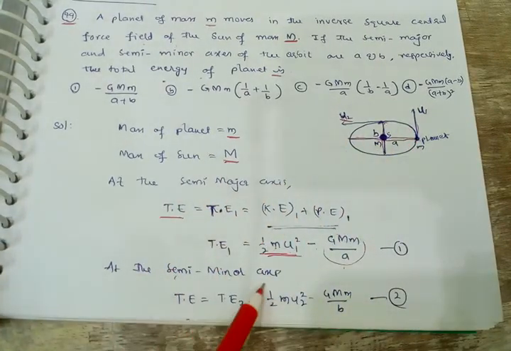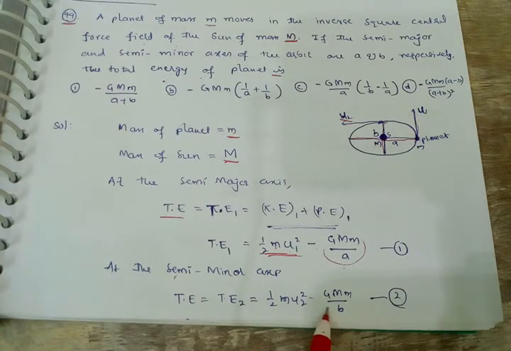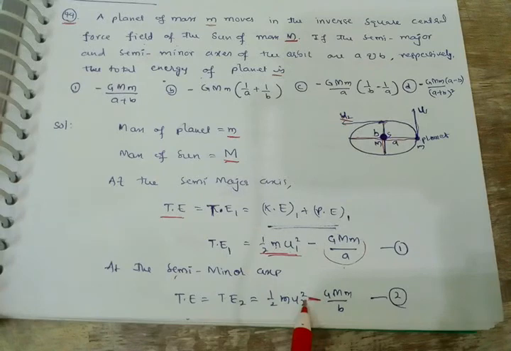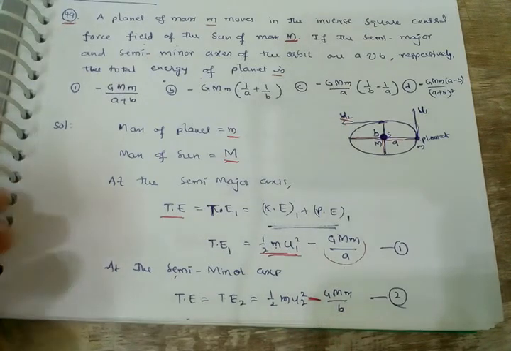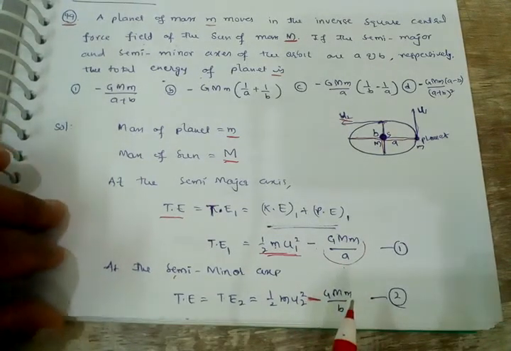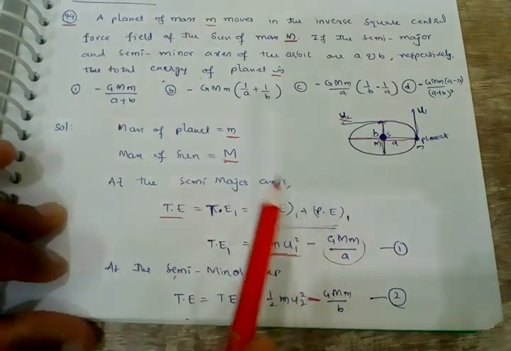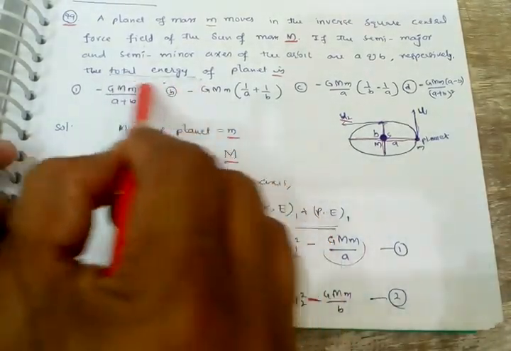At the semi-minor axis, total energy is kinetic energy plus potential energy, minus GMm by b. So it is half m u2 square minus GMm by b. So we have two equations here. Actually, what we have to find is the total energy of the planet.